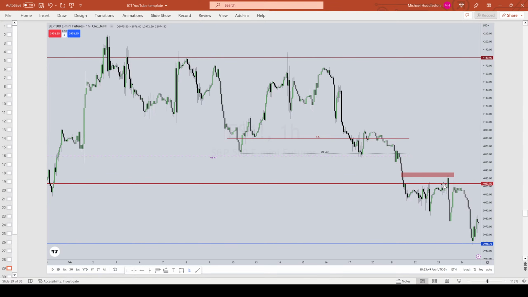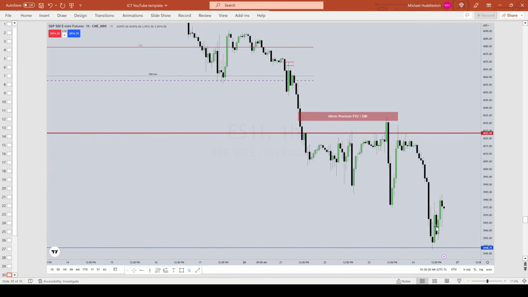That's why you have to watch and write down with notes. The consequent encroachment of the daily chart wick, that's what this is here. And the market goes back up to it here, and then prices down to that old order block and low on the daily chart, which is 3948.75. So just a beautiful delivery of price action this week.